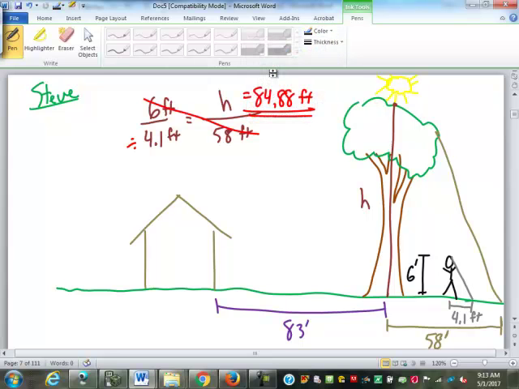It's a big tree. Will be after he cuts it. Any questions on that? Okay.